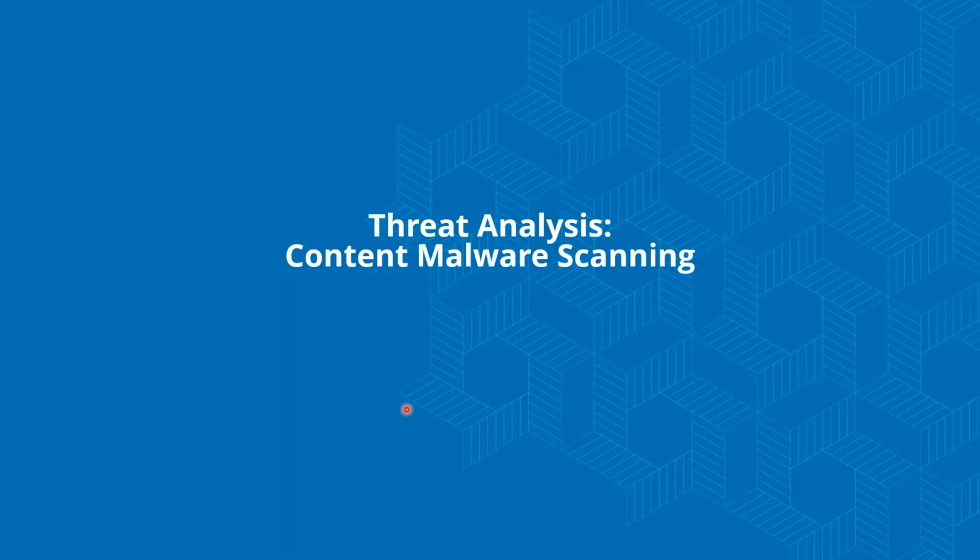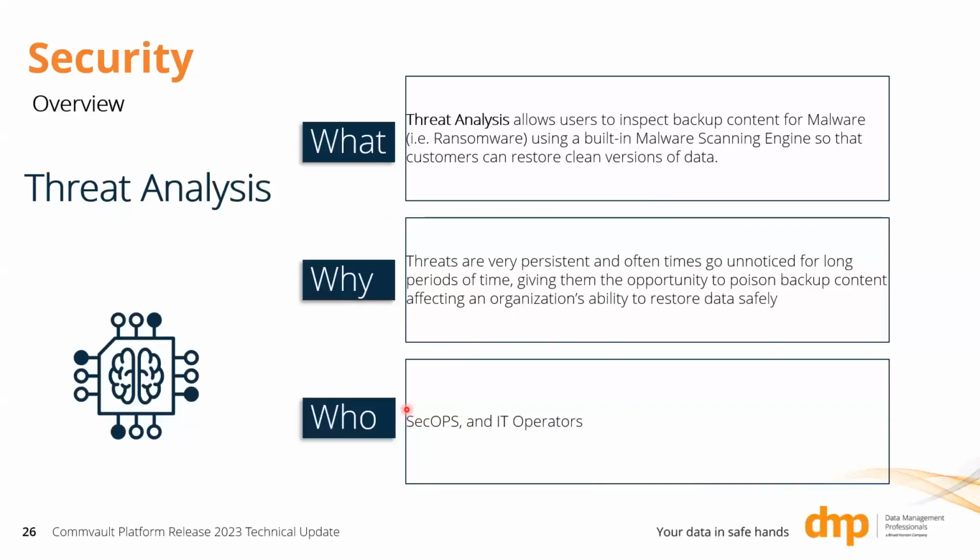The second one is the threat analysis, which uses content malware scanning on your backup data. Like I said before, it makes sure that your backup data is not infected. So when you need to perform a restore, for example when you're hit by a ransomware attack, you're sure that you go back to a safe point in time for the data which you want to restore.